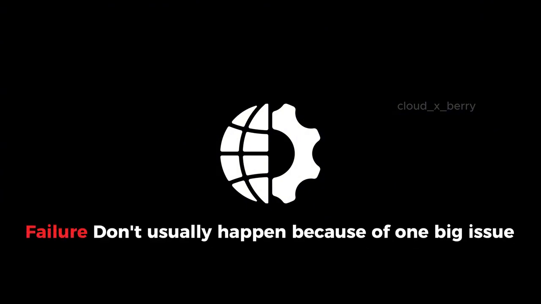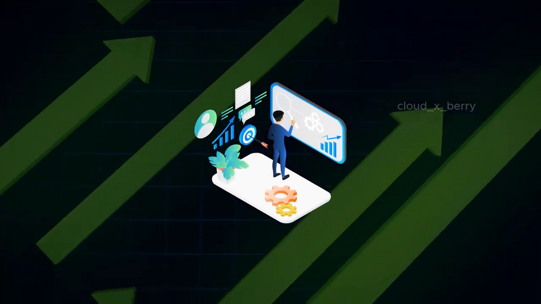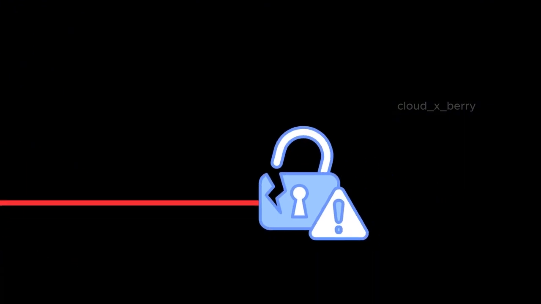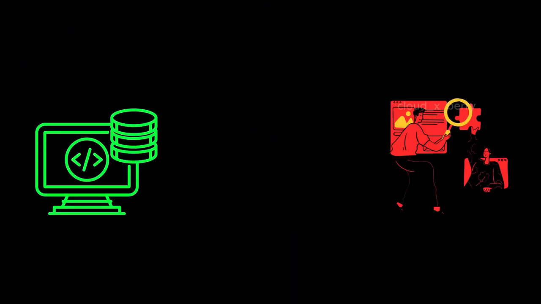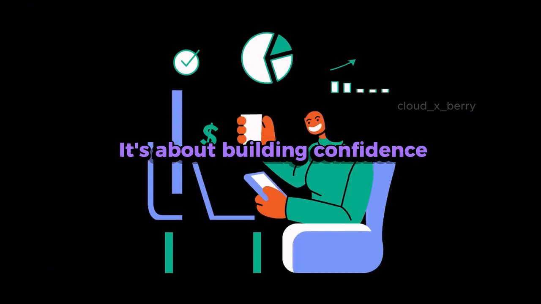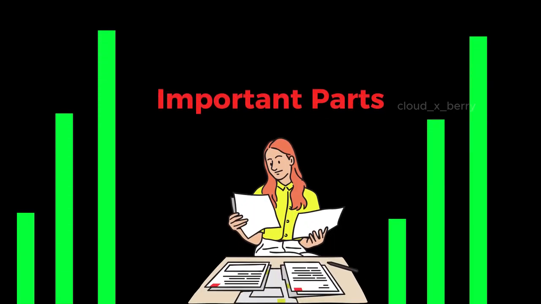In real-world engineering, failures don't usually happen because of one big issue. They happen because one of these layers was skipped. Maybe the system worked perfectly in development, but failed under load. Maybe everything scaled fine, but had a security vulnerability. Or maybe the backend was correct, but the UI didn't handle errors properly. That's why testing is not just about finding bugs. It's about building confidence that your system will work under real-world conditions. And once you start thinking about testing this way, it stops being something you have to do and becomes one of the most important parts of building reliable software.